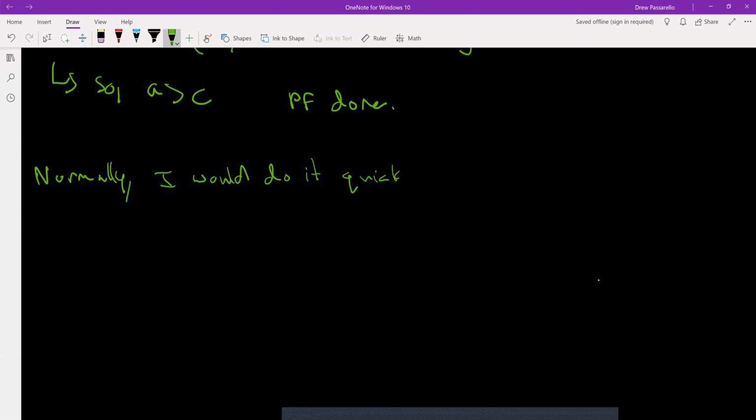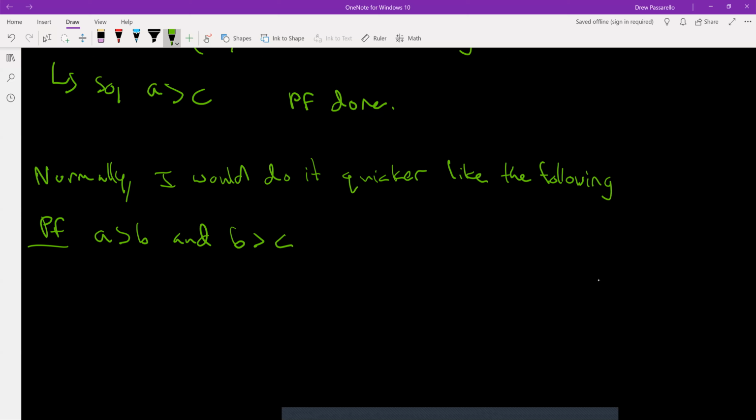It's really the same proof, it's just maybe skip a step or two, but I'll do it quicker like the following. The proof, again, we've said A is greater than B, B is greater than C. That's our assumptions. And then I would write down what we need to show.